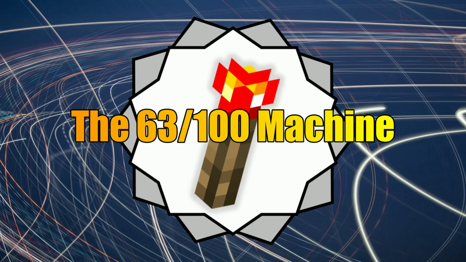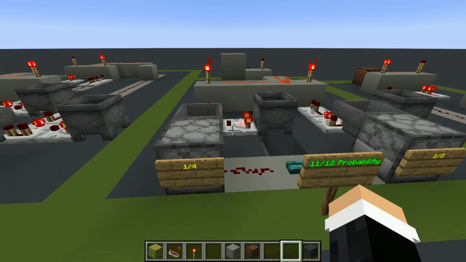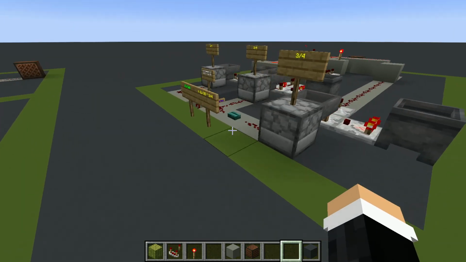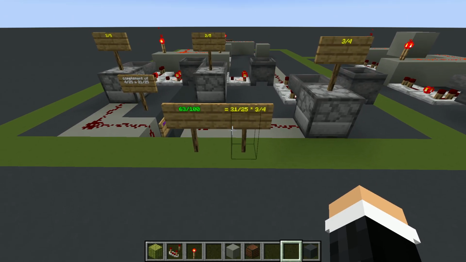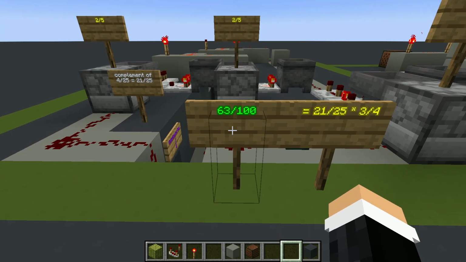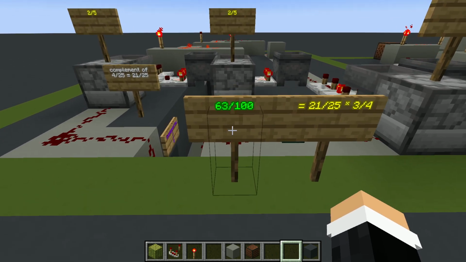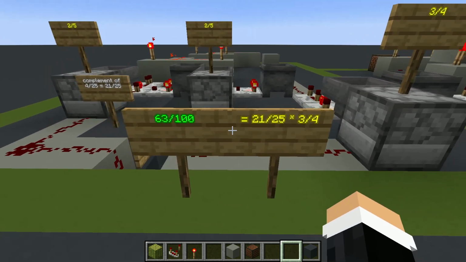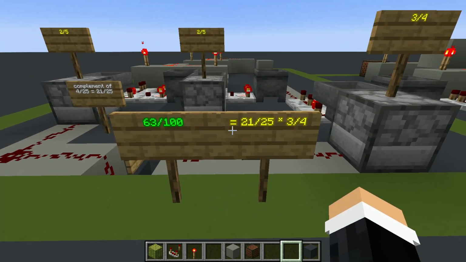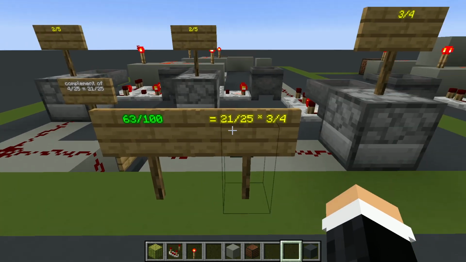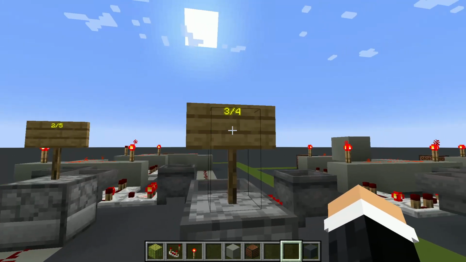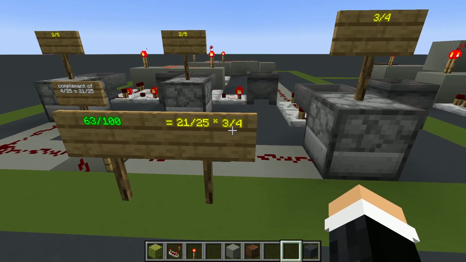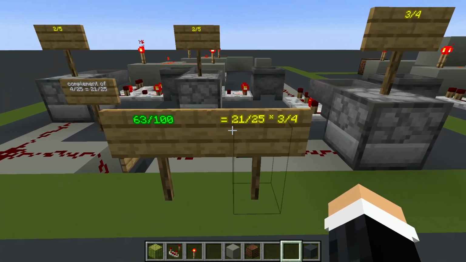The 6300th machine. All right, so let's do one more complicated example. And this is another one I said that wasn't possible last time that we will show is possible this time. So this is doing a 63 in 100 probability. So 63 out of 100, that's the same thing as 21 over 25 times 3/4, right? Multiply the numerators, we get 63. Multiply the denominators, we get 100. All right, so 3/4, we can do that, right? That's nice and easy. And we want to AND that with the probability of 21 over 25.